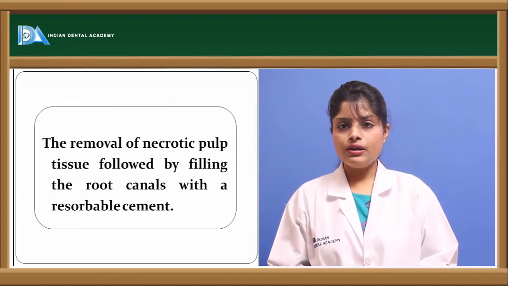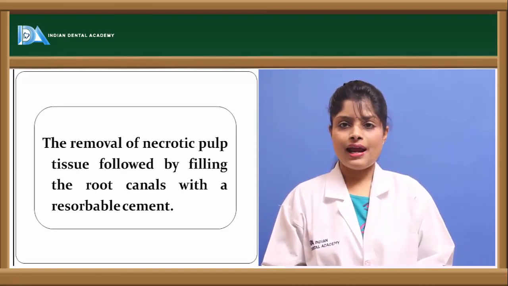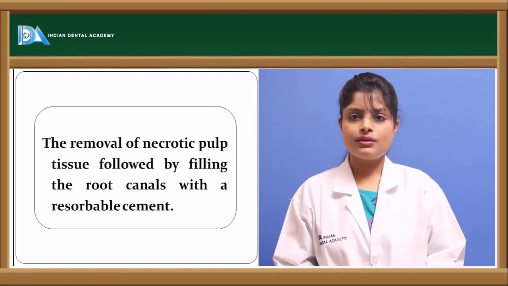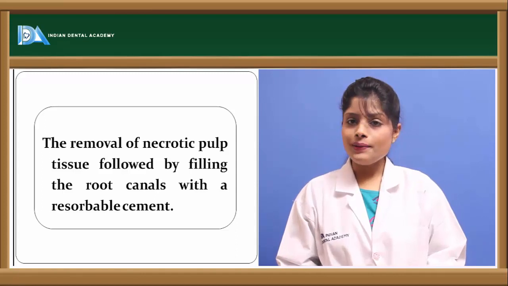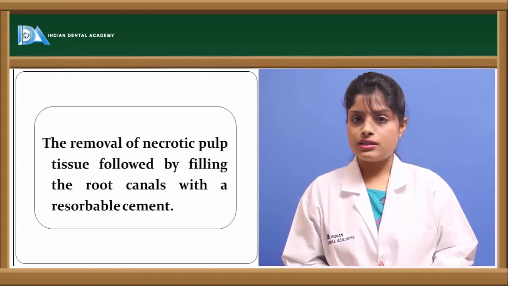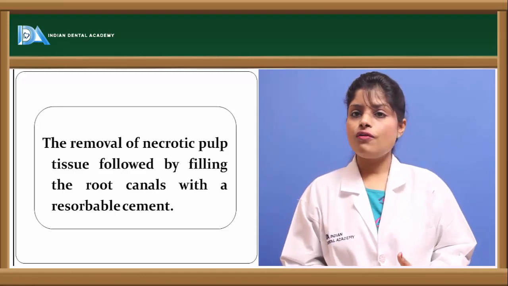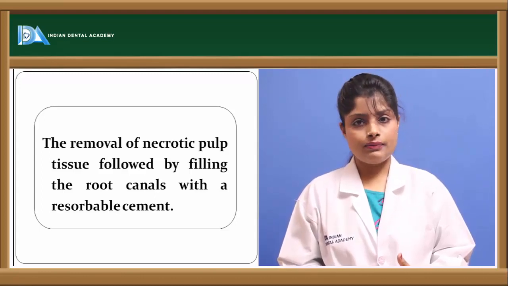Now, we will go on to various treatment modalities of primary teeth, that is the pulp therapies. Today, we will be discussing about pulpectomy. Now, what basically is pulpectomy? Pulpectomy involves the removal of the coronal portion of the pulp as well as the radicular portion of the pulp.